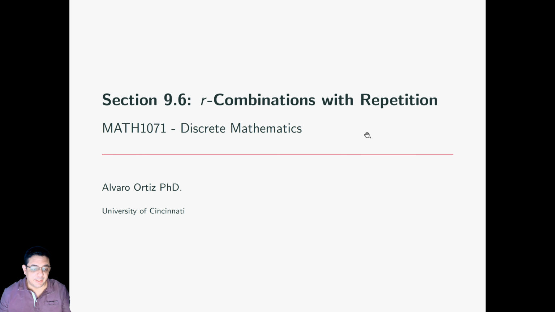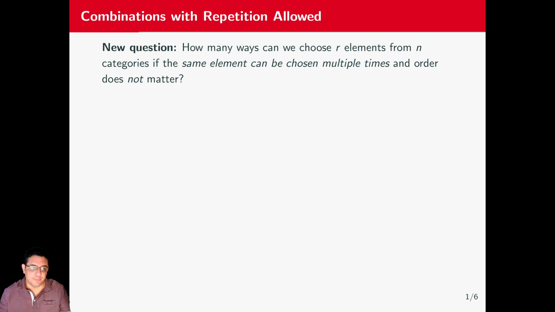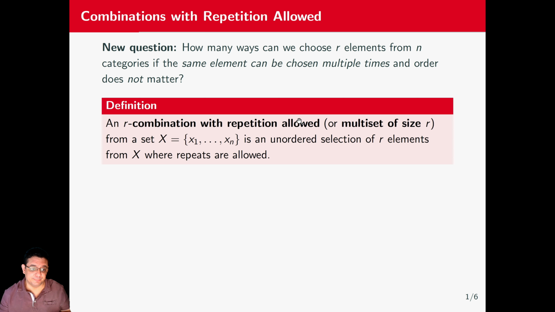Hello everyone, in this video we're going to go over section 9.6, R combinations with repetitions. So first let's talk about multisets. Think about this question: how many ways can we choose R elements from n categories if the same element can be chosen multiple times and order does not matter?